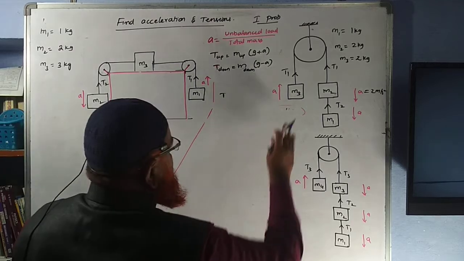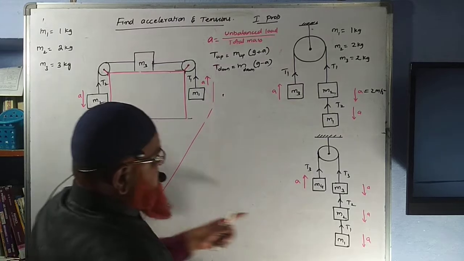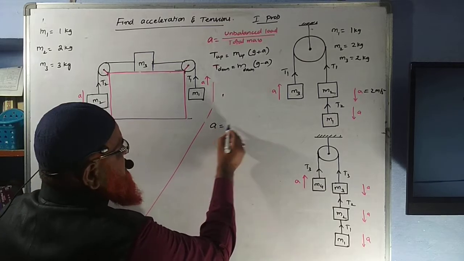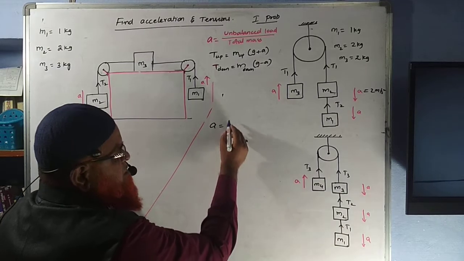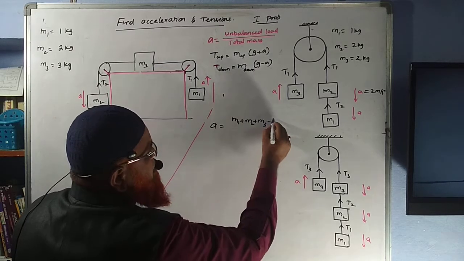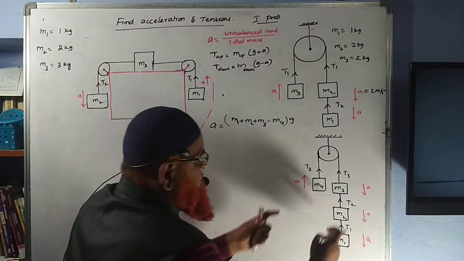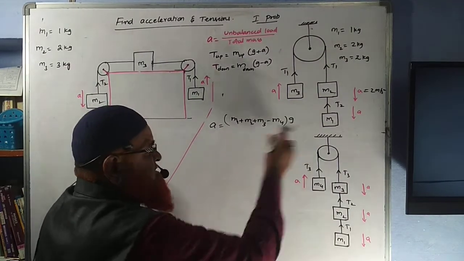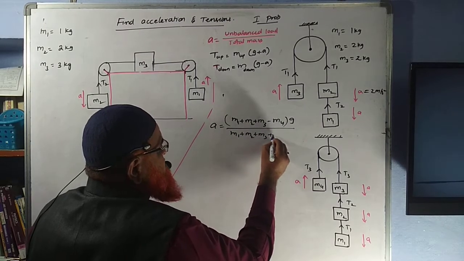It's very simple. Here also you apply the same formula. Acceleration is equal to unbalanced load by total mass. What is the unbalanced load? These three are moving down, this is moving up. So the ones which are moving down are considered to be positive here. Actually it is m1 into g plus m2 into g plus m3 into g minus m4 into g. g is common, divided by total mass, m1 plus m2 plus m3 plus m4.